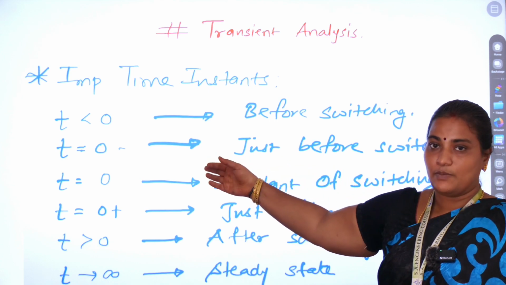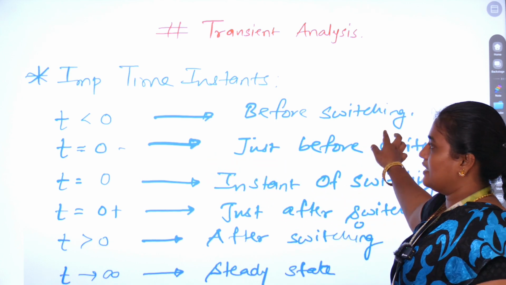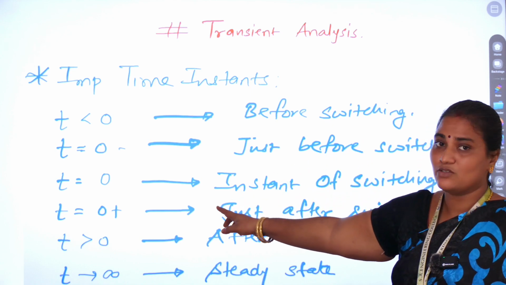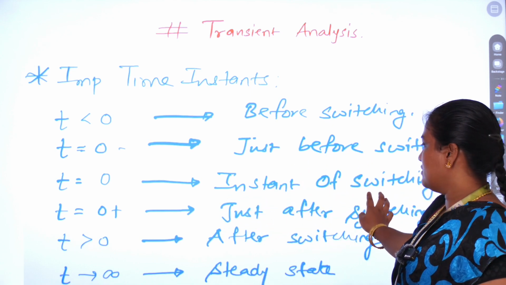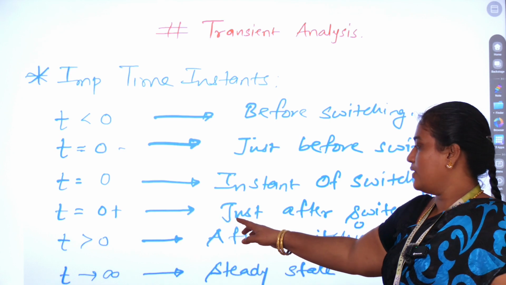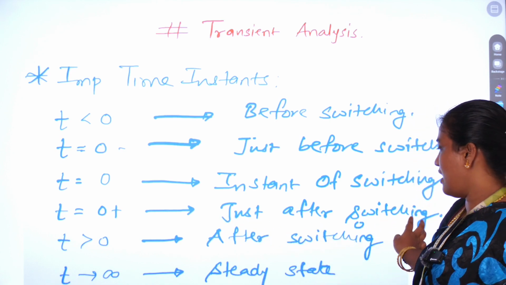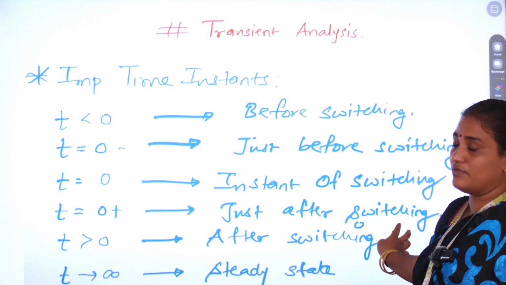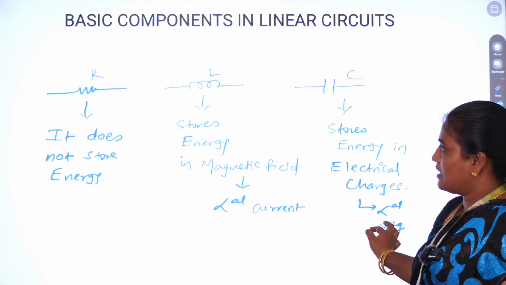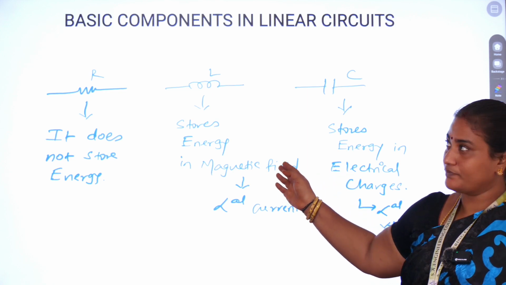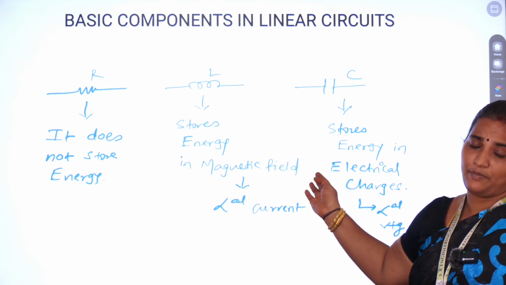When t is less than 0, we call it the state before switching, just before switching. At t equal to 0, we call it the instant of switching, and t equal to 0 plus is just after switching. When t tends to infinity, we call it the steady state.